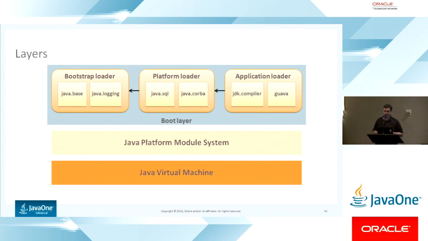The module system introduces the concept of a layer to associate class loaders with modules. A layer is a family of class loaders that together serve to load classes for a graph of modules. Logically, the Java launcher defines the boot layer consisting of the 3 familiar loaders. It's the boot layer that associates the java.base and java.logging modules with the bootstrap loader, the java.sql and java.corba modules with the platform loader, and so on.